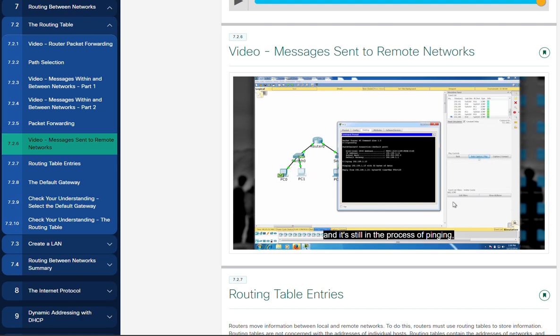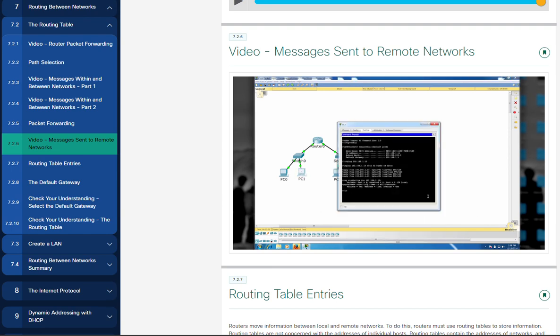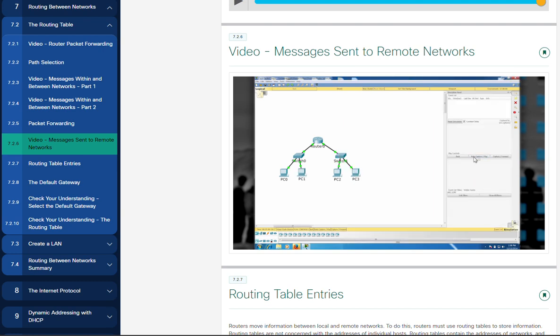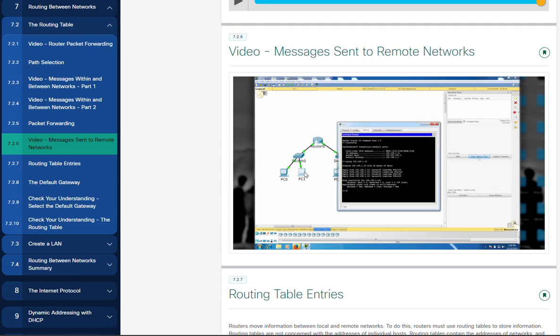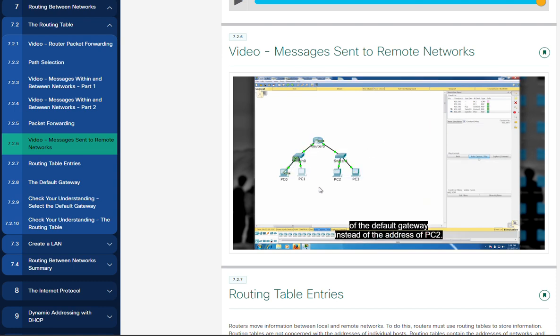And it's still in the process of pinging, so let's go back to real time. I'm going to go back into simulation mode so we can ping PC2. This time I'm going to ping PC2 at 192.168.2.10. And now we can see that our packet is going to go to the default gateway. We're going to be ARPing for the address of the default gateway instead of the address of PC2.